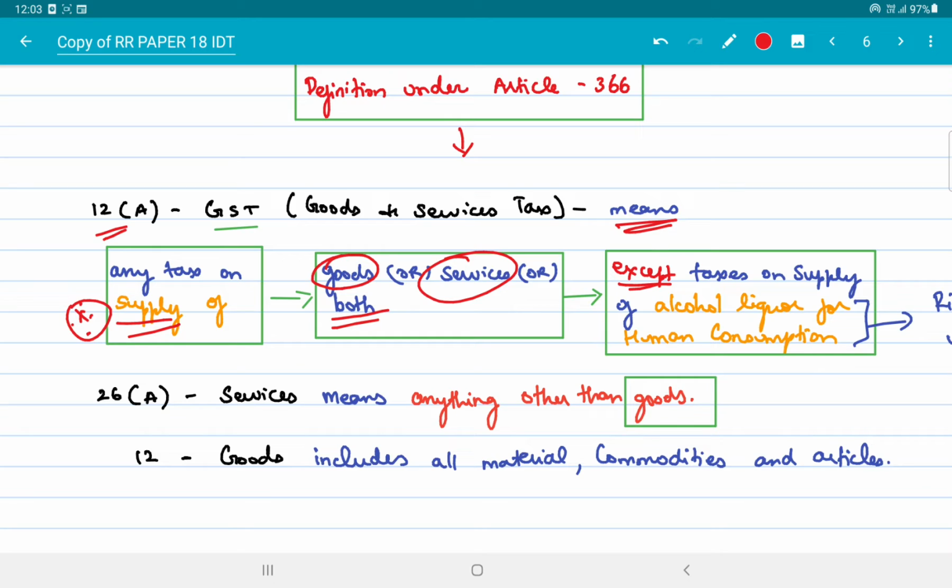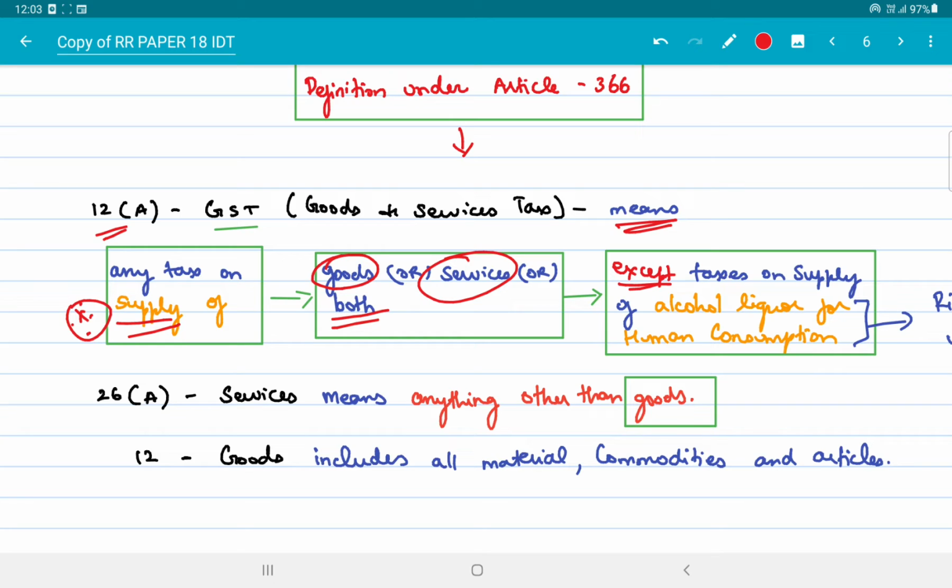Okay, and that any tax on supply, the meaning of supply is defined under Section 7 of the CGST Act. We are going to cover that in later classes. Supply of goods or services: no manufacture, no sale, no service, nothing. If there is any supply of goods or services or both, GST will be levied.